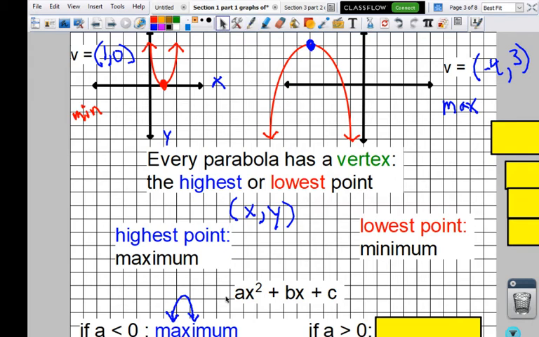And the opposite of that, if a is greater than 0, you're going to have a minimum, because your parabola is going to look like a normal U. Maximum is like a hill.